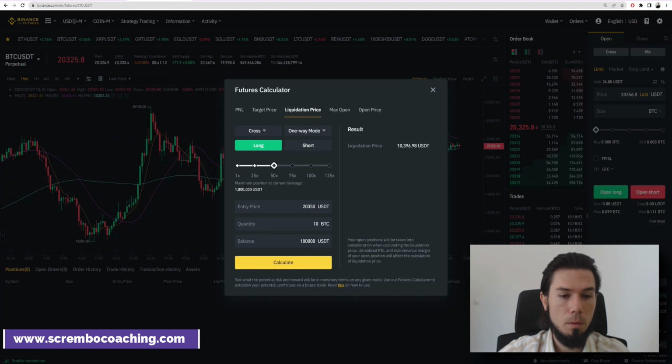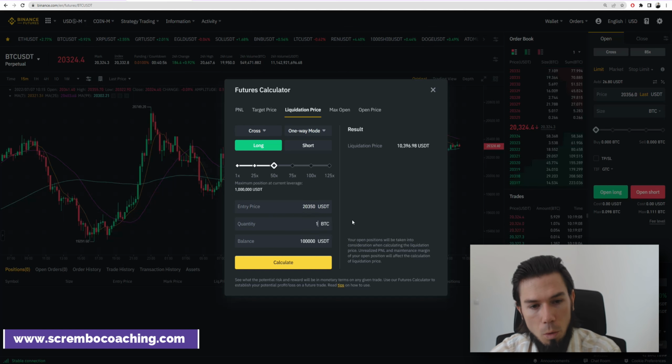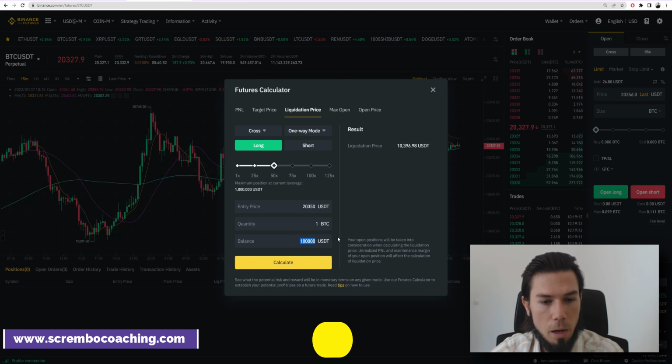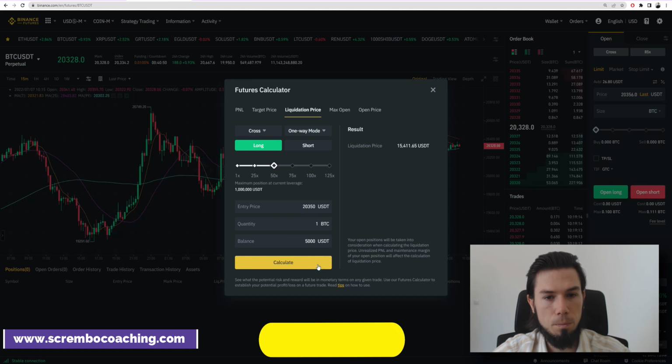Let's take a look. Well, no, we cannot have a position of 10 BTCs, which is why I'm not doing the calculation, due to the fact that the maximum position available at the current level is $1 million, it seems like. So let's change this back to 1 BTC. And let's put a balance here of $5,000, for example.